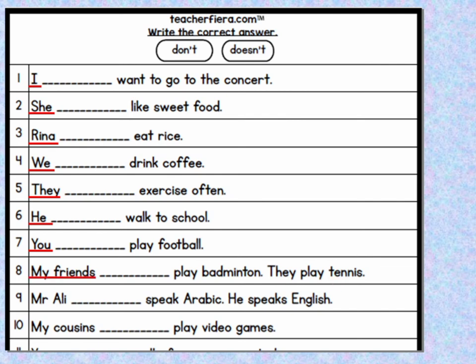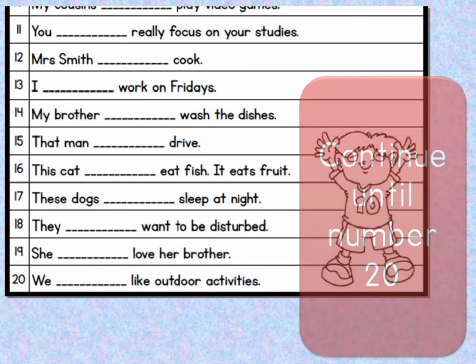Number 9. Mr. Ali speak Arabic. He speaks English. The subject pronoun is Mr. Ali. Number 10. My cousins play video games. The subject pronoun is my cousins. Class, please continue to underline all subject pronouns until number 20.